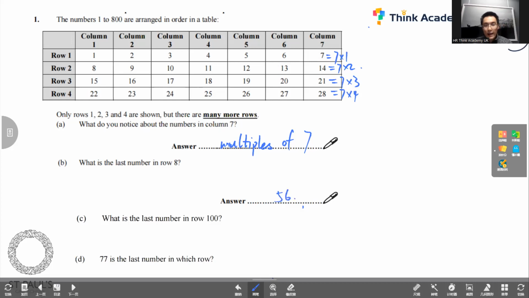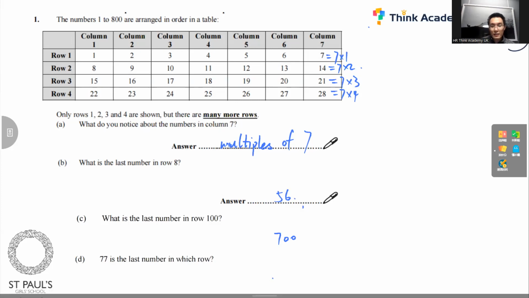Then question C, what is the last number in row 100? We can get the answer using the same operation as in question B. So it's 7 times 100, and the answer will be 700. And then D, 77 is the last number in which row? 77 is a multiple of 7 as well, so it must be in column 7. We divide by 7 to find out which row it is in. 77 divided by 7 is 11. So row 11.